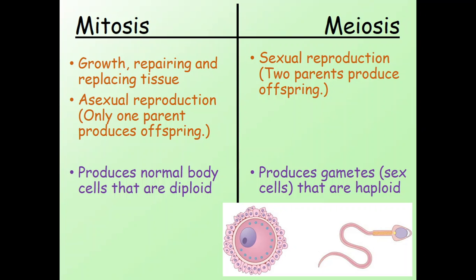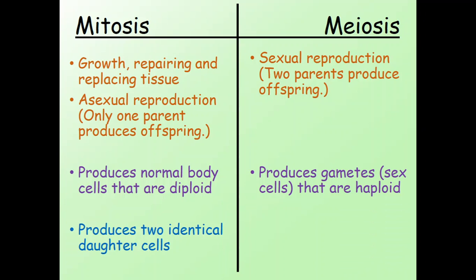Now, in the final step, we have to think about the process itself and how many cells are produced, and if these cells are identical or unique. So mitosis produces two cells, and we call the cells that are produced daughter cells. So we have two daughter cells, and they are identical to each other, so they are the same. Meiosis, on the other hand, produces four daughter cells, and they are all unique, so they are all different from each other.